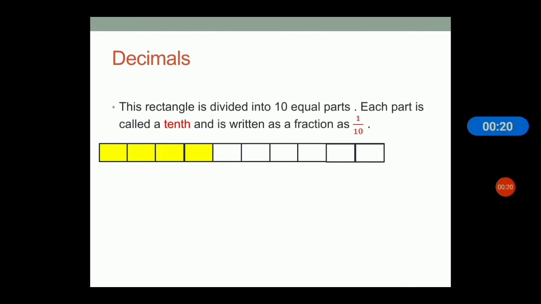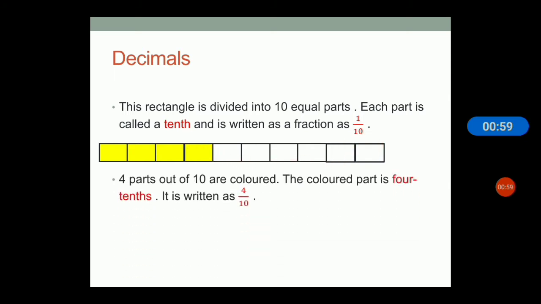When we see this rectangle and divide it into 10 equal parts, each part is known as a tenth. This is a tenth, this is another tenth, and another, and another. These are all tenths. One part, written as a fraction, is 1 by 10. When the denominator is 10, 100, 1000, those types of fractions are known as decimal fractions.